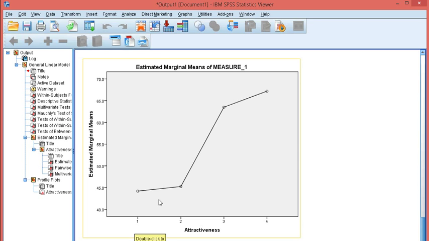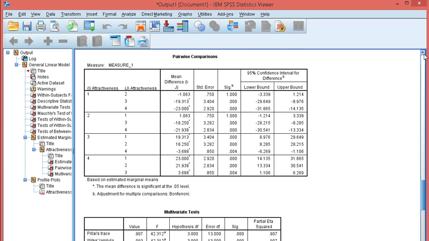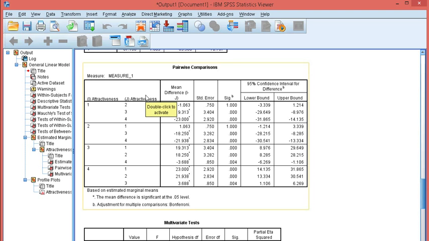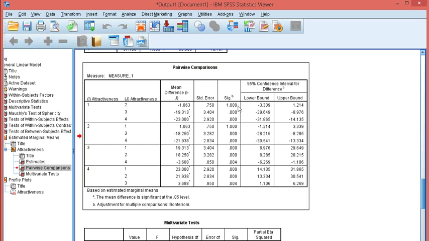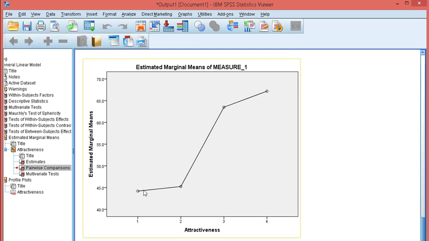But the next question would be, where are the actual differences? Is there a difference between this and this, or this and this? And with that, we make a sort of pairwise comparison, using this particular table. So between 1 and 2, 1 is unattractive and 2 is average attractive. There is no significant difference. So that means that these means are not significantly different.